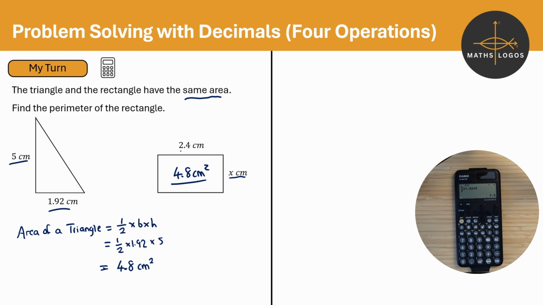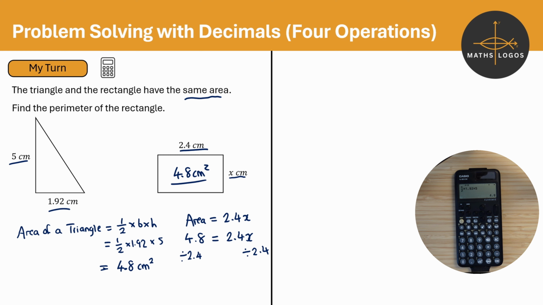The area of the rectangle is the length multiplied by the width. I can say the area is 2.4 multiplied by x. I don't need to write in my multiplication symbol. It's just simply 2.4x. And I already know what the area is. It's 4.8. So 4.8 is equal to 2.4x. This is a one-step equation that I can solve. I need to divide both sides by 2.4.